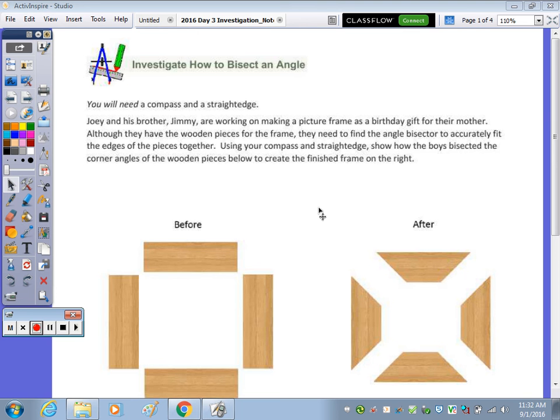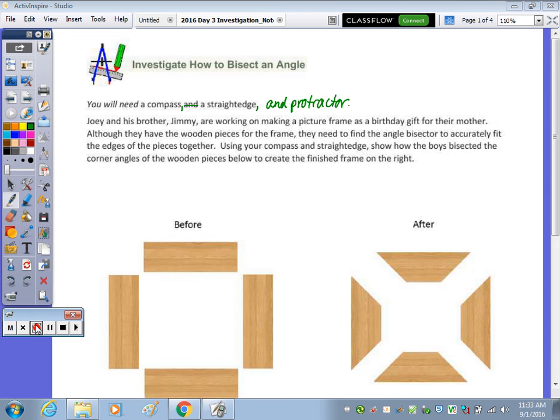In today's notes, we're going to investigate how to bisect an angle, and also, at the end, how to bisect a segment. So to start, you will need a compass, a straight edge, and I'm also going to ask that you have a protractor, just so you can verify your measurements.